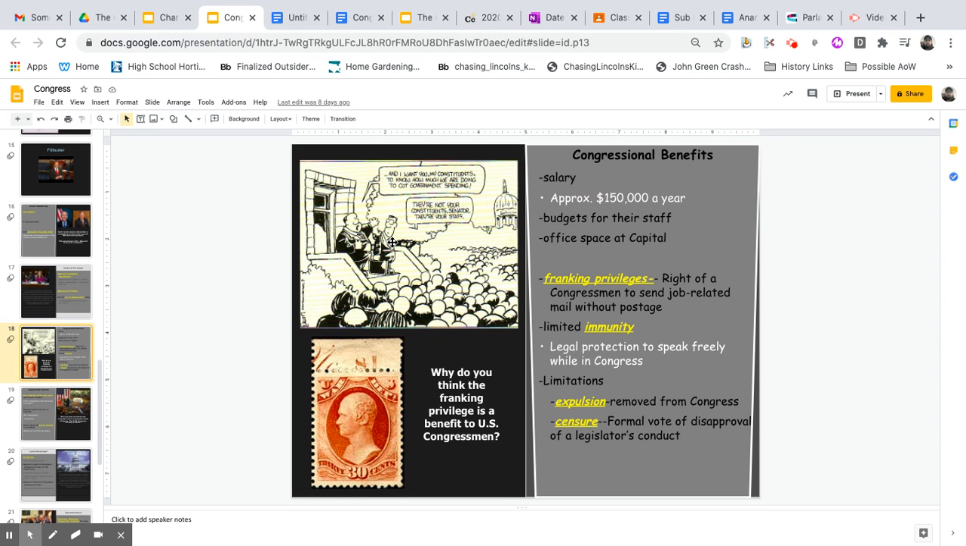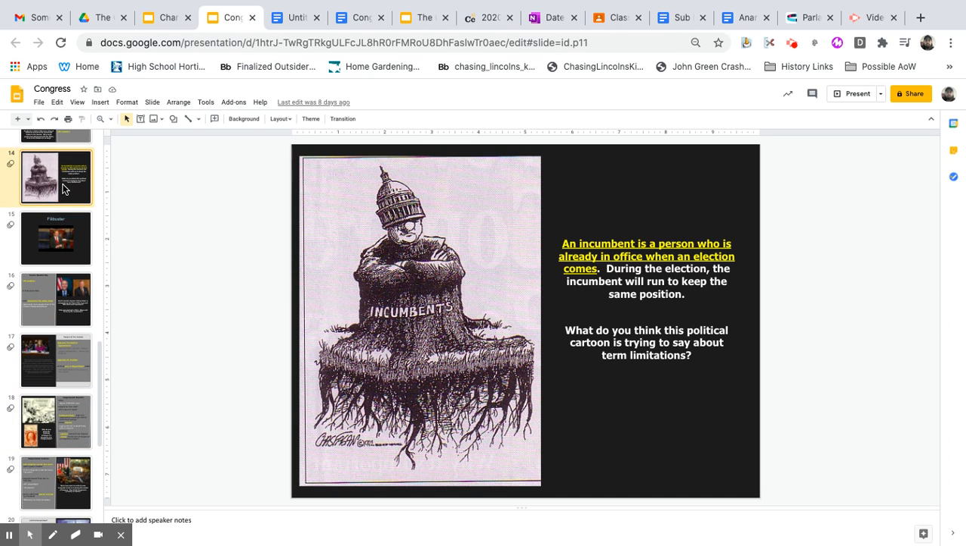All right, so some benefits of Congress. They make about $150,000 a year, which is pretty nice. They get budgets for the people that work for them. They get office space at the Capitol. They also get franking privileges. So that's how they can send pretty much any and all mail without postage, which might be another reason they're so hard to get out of office.